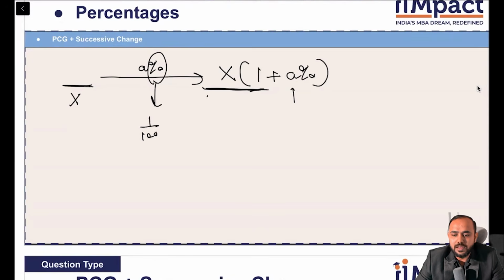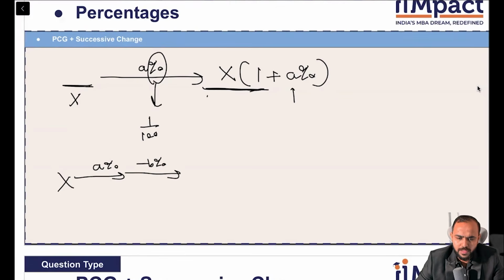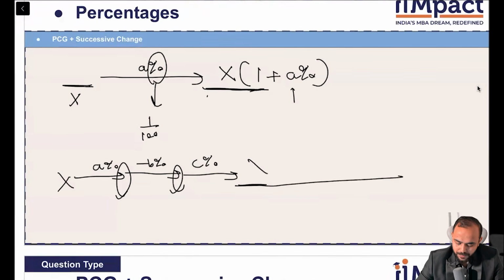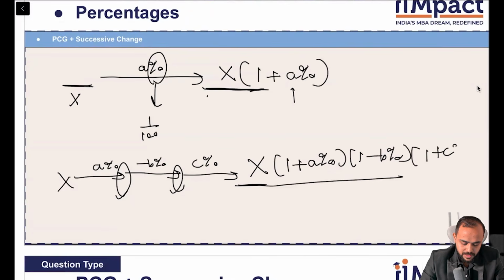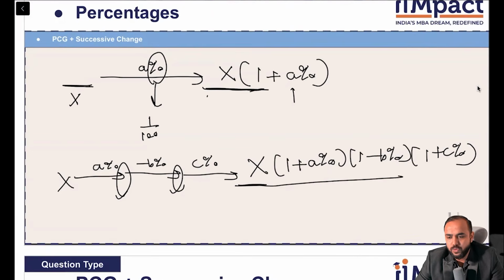If you are given successive changes, x increases by a%, then it decreases by b%. I am putting b as positive and giving you an additional minus sign. Then it again increases by c percentage. If I ask you for the final value, there is a way to avoid calculating these intermediate values by writing this as x into first step 1 plus a%, second step 1 minus b%, and third step 1 plus c%. This is all there is to percentages in addition to ratio proportion.